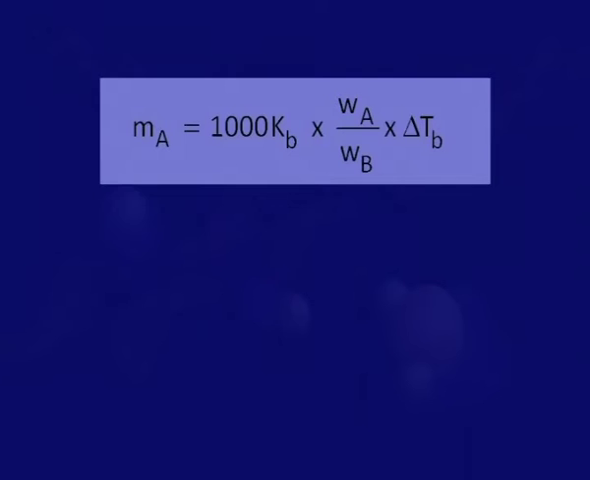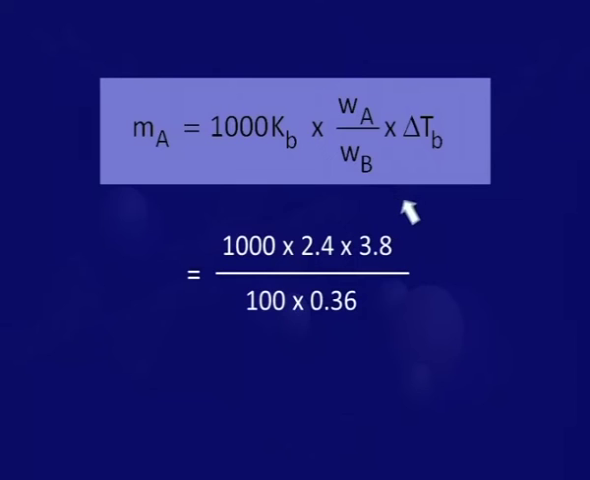You can use the same relationship, that is delta Tb is equal to Kb into molality. By that relationship, you can get Ma is equal to 1000 Kb into Wa divided by Wb into delta Tb. Here Wa, that is weight of solute, is given as 3.8 grams and molar elevation constant is given as 2.4 Kelvin kg per mole. So, you can put these values in the relationship and calculate Ma, which is the molecular mass of the solute. You will get Ma equal to 253 grams per mole.